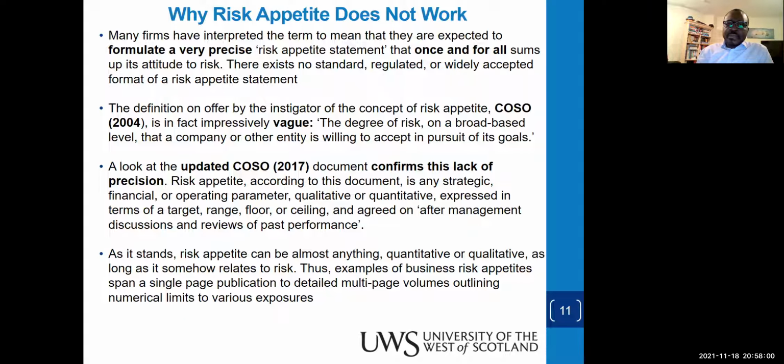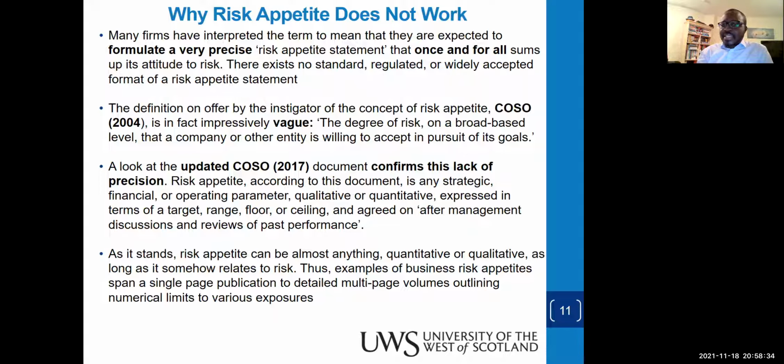Because, one, the term is vague. It's ambiguous. No one has been able to formulate a precise risk appetite statement, a correct one. Some firms think that once they have defined some paragraphs, some pages of risk appetite, it is once and for all, and it covers all risk. Sometimes they don't even update it. But there is no standard, regulated or widely accepted format of a risk appetite statement.